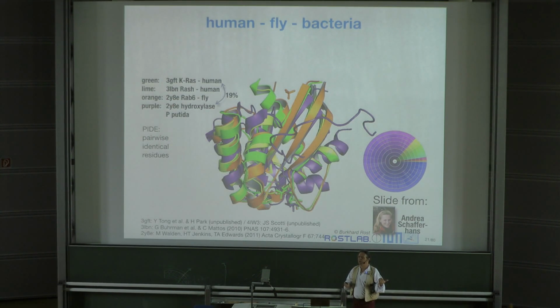Just think about this one here. So assume that I wanted to know how the structure of the dark green KRAS looks, and I have neither the orange, nor the lime, nor the green. What I do have is the bacterial purple. What could I do? So purple is the only experimental structure that I have. Assume that would be the case. How could you predict the structure for the green?